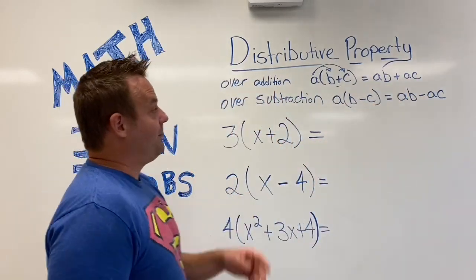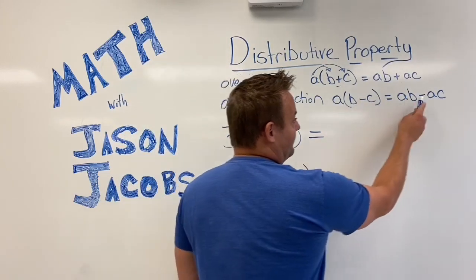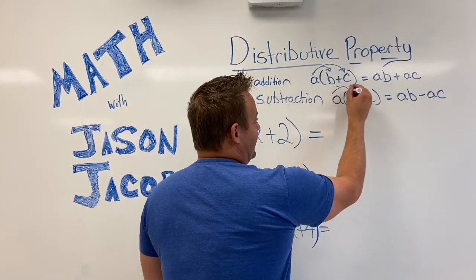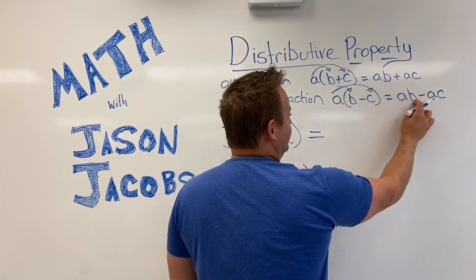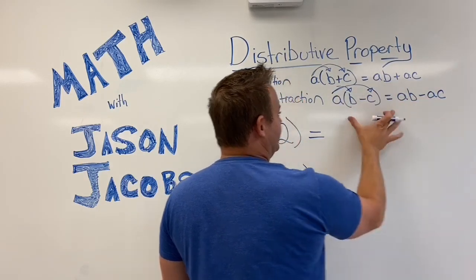Now the distributive property over subtraction will have a subtraction sign like right here. So you go A times B minus A times C. A times B minus A times C.